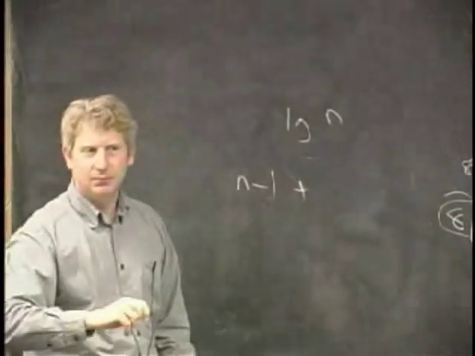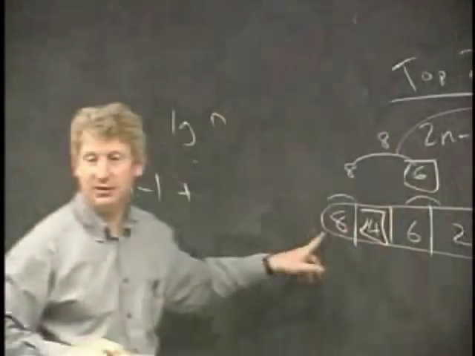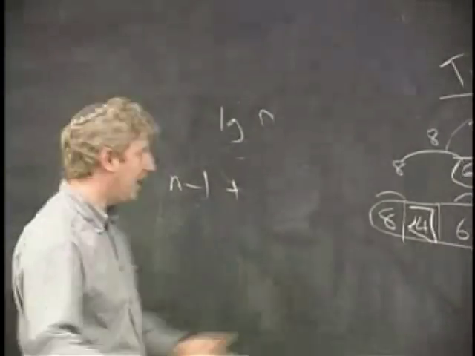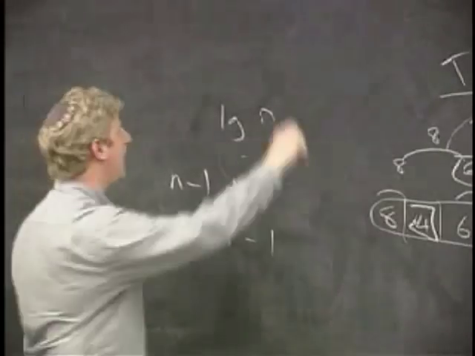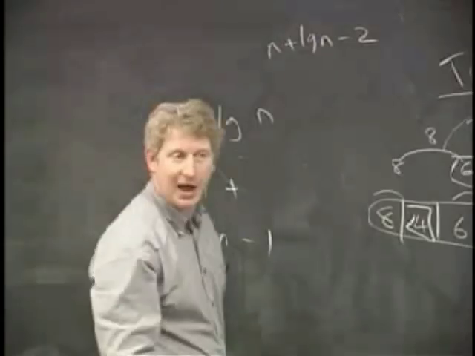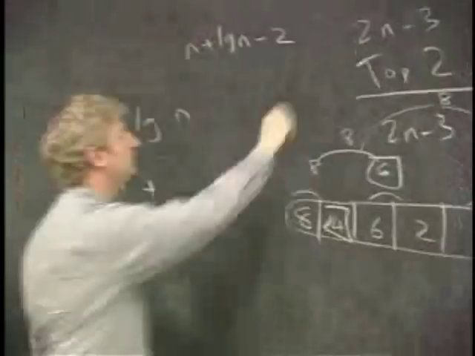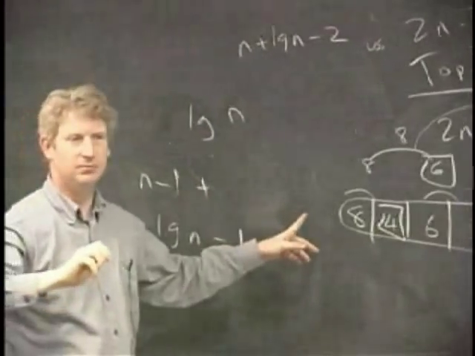Plus, what's the next stage? You got log n possibilities. You got to find the maximum in that list. So log n minus 1, just like we did before. The total time is n plus log n minus 2 in comparison to 2n minus 3. Who understands this algorithm so far? No one?